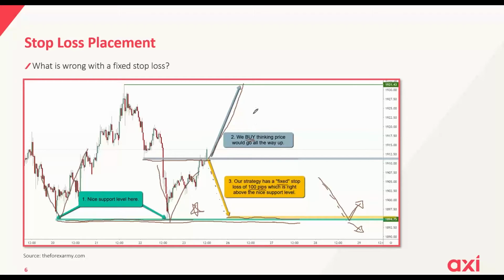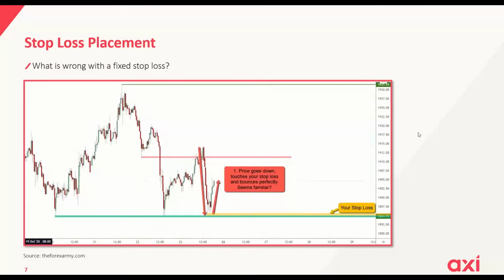Now let's see what usually happens in this case, right? I'm going to erase this and go on to the next slide. What you notice is that when price comes down, this yellow part here is our stop loss, right?